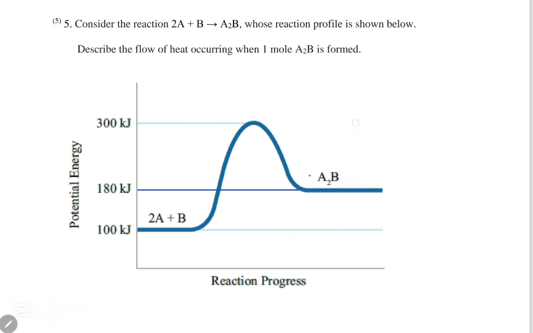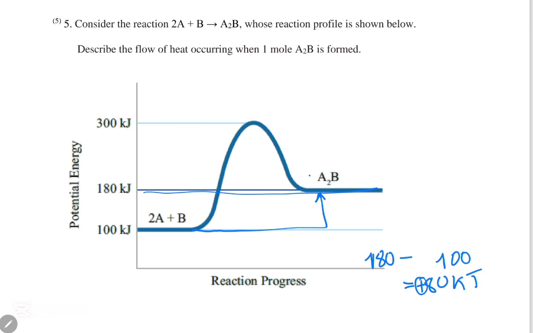So again, when 1 mole of A2B is formed, what's the energy change? We go from 100 to 180. So I'm going to do the products heat, which is 180, minus the reactants heat, which is 100, and I'm left with 80 kilojoules. I know it's endothermic, so I need to put plus 80 kilojoules. To describe it, I say that the reaction is endothermic, so 80 kilojoules are transferred from the surroundings into the system. So the surroundings lose heat, but the system gains heat.